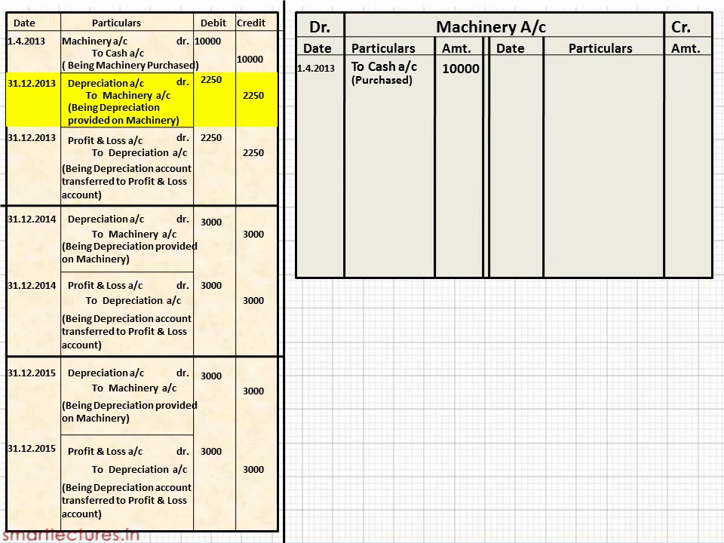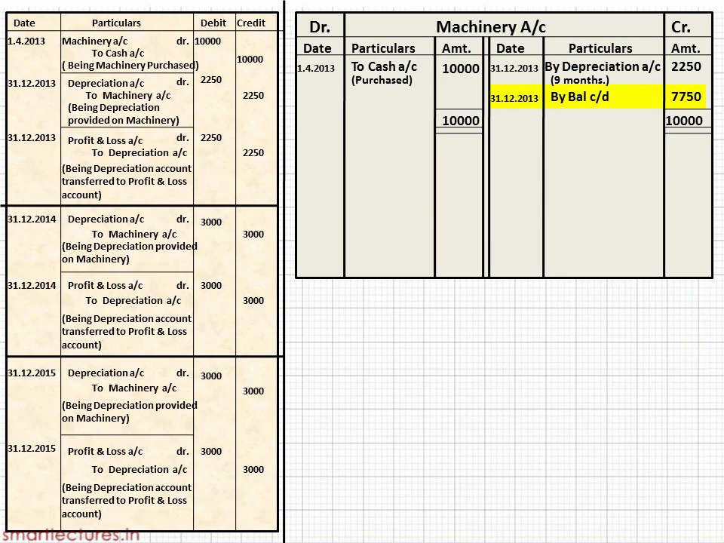Machinery account will be credited means this amount will be posted on the credit side of machinery account. So on 31st December 2013, by depreciation 2,250. In the inner column, in the bracket, you must write down 9 months, because this year the depreciation has been provided for 9 months, because during this year the use of the machinery was only for 9 months. And then on the same date, 31st December 2013, on the credit side, by balance CD 7,750. This is the balancing figure.